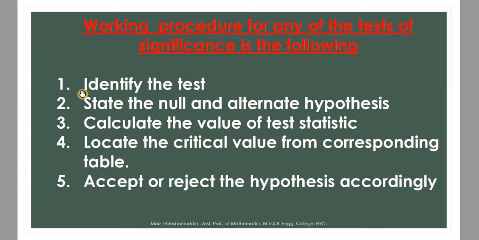Again I repeat that there are 5 steps involved. First we identify the test, we state the null and the alternative hypothesis, we calculate the value of the test statistic, and we locate the critical value from the corresponding table. In this case we'll look at the chi-square tables, and then we reject or accept the null hypothesis accordingly.